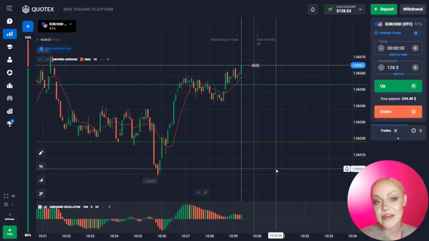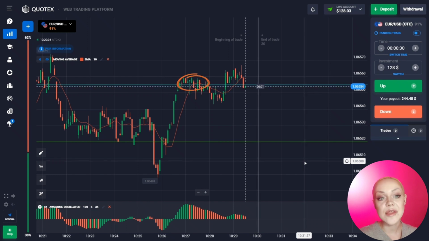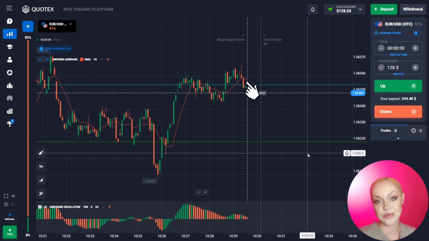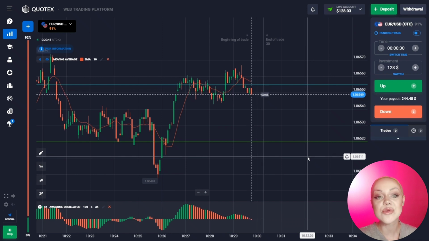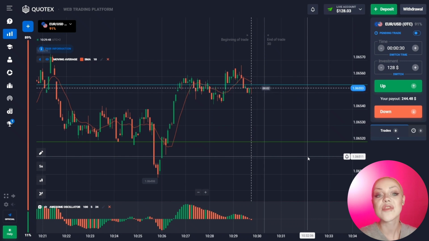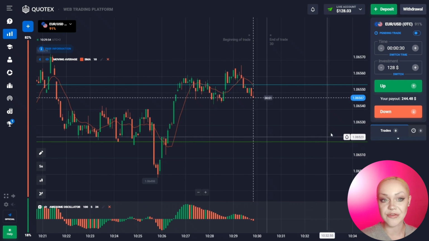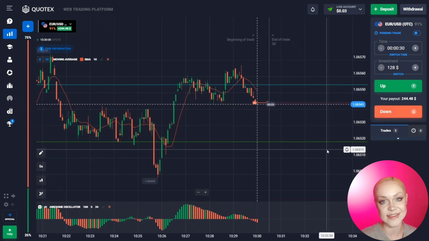So after testing the level of resistance, the price trades below it for a while and then breaks through it again. And the price goes below the average moving line. We also see that on the awesome oscillator, the histogram begins to appear below the zero level with the red column. So I think this is a good moment to open a trade for further price fall for $128 for 30 seconds.